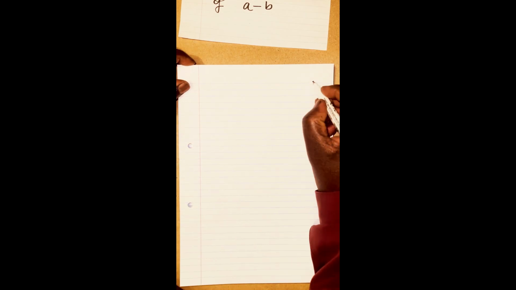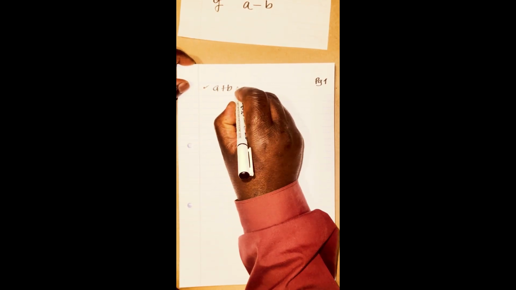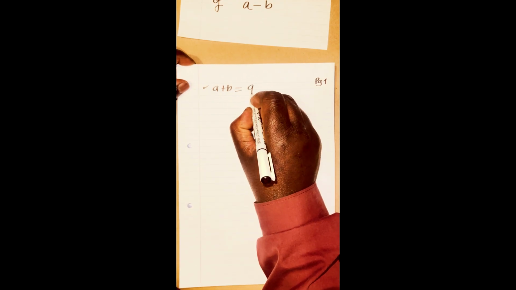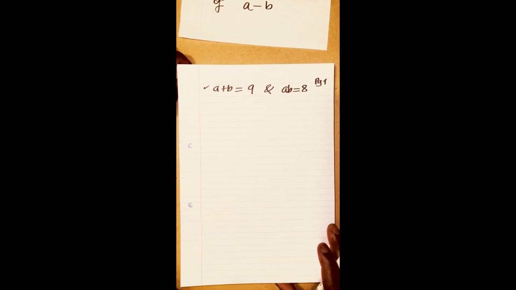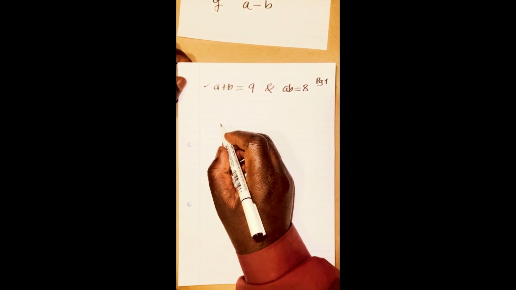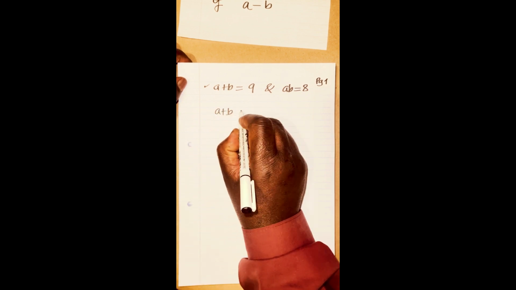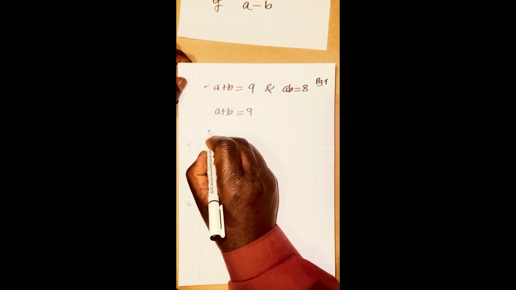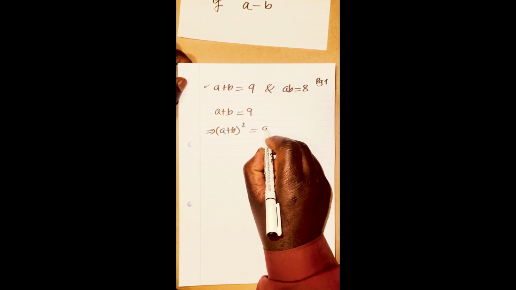Taking us to page 1 here, we are given that a plus b is equal to 9 and ab equals 8. So we are required to work out the numerical value of a minus b. So here is the approach. Now squaring both sides here gives us a solution. So we're going to take a plus b being equal to 9, we square both sides. So that equation implies a plus b squared equals 9 squared.